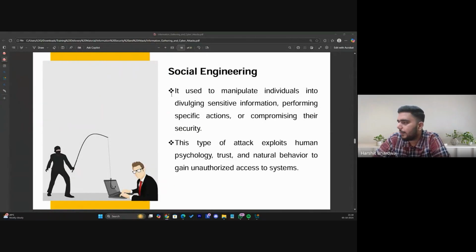For example, if I have to give you one very good example of this, sometime back there was one case where we got to know that a very high official of DRDO fell in a honey trap with an ISI agent from Pakistan. That is also social engineering, right? At the end, human behavior, the human psychology is getting exploited over there. So that is one example of this, guys.